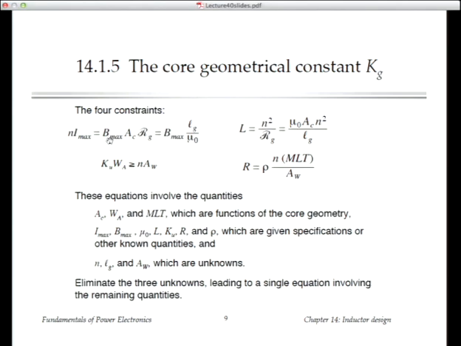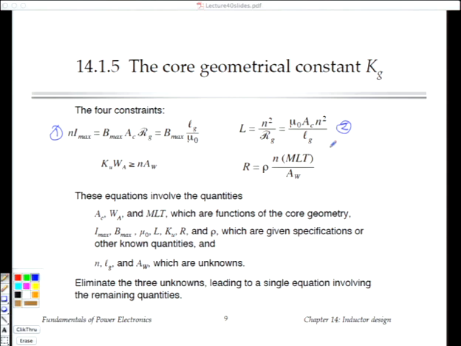All right, so we've got 4 equations now. This one was for not saturating the core. The second one was to get the inductance that we want. The third one says the wire has to fit in the window. And the fourth says we get the desired resistance. Okay, so there's 4 equations.